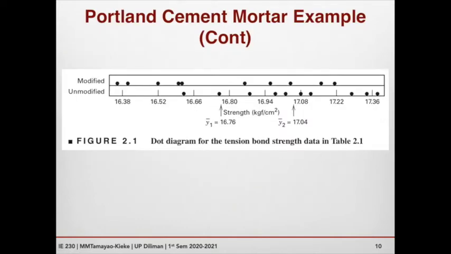So let's continue with our example. This dot diagram visually presents the data from the experiment. By visual examination, it may seem that the unmodified or original formulation results in higher bond strength. If you look at the average tension bond strengths, it looks like this impression is supported, as you can see here. However, you can also see a large overlap between the 2 sets of data.